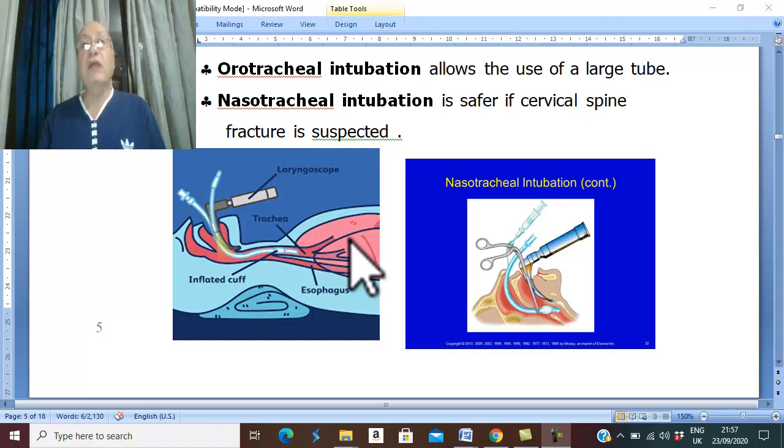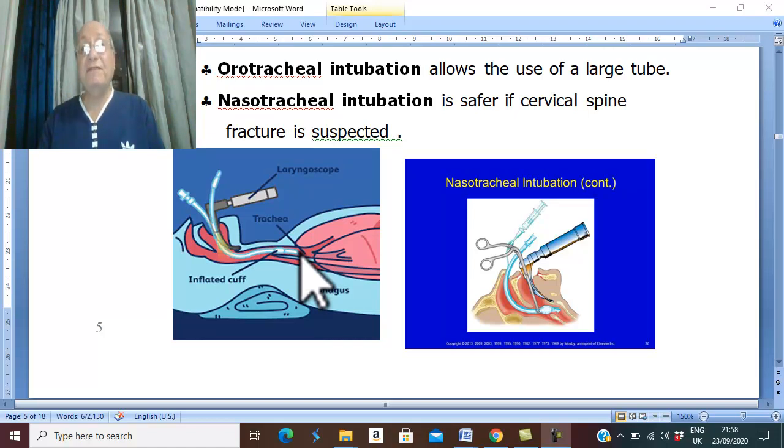What is the method of endotracheal intubation? Like oropharyngeal and nasopharyngeal airway, we introduce a tube either from the nasal cavity, and this is called nasotracheal intubation, or we introduce a tube from the oral cavity to the trachea, and this is called orotracheal intubation. Orotracheal intubation is better because we use a larger tube than in nasotracheal intubation.